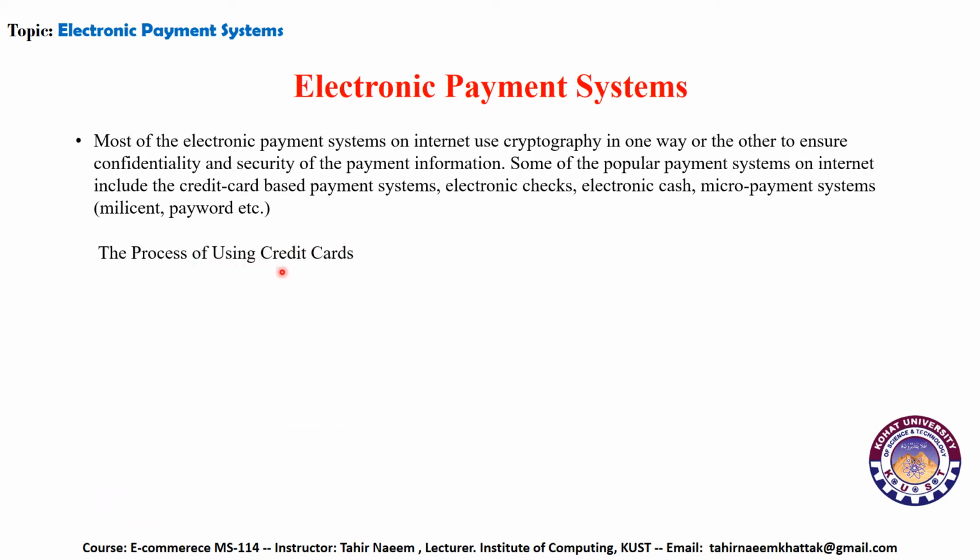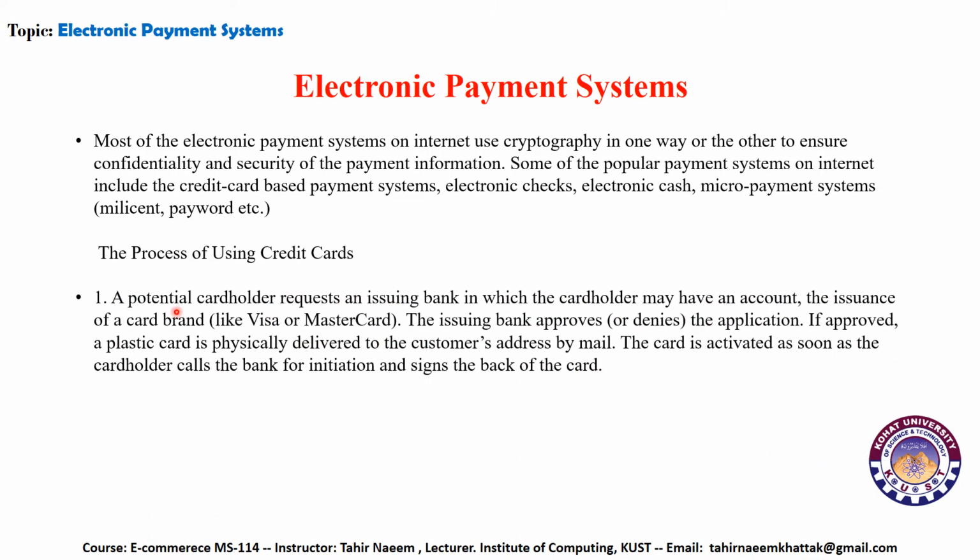The process of using a credit card. The first step is a potential cardholder requesting the issuing bank, in which the cardholder may have an account, for the issuance of a credit card like Visa, Mastercard, or, in the context of Pakistan, an HBL card or any other card. The issuing bank approves or denies the application. If approved, a plastic card is physically delivered to the customer's address by mail. The card is activated as soon as the cardholder calls the bank for initiation and signs the back of the card.